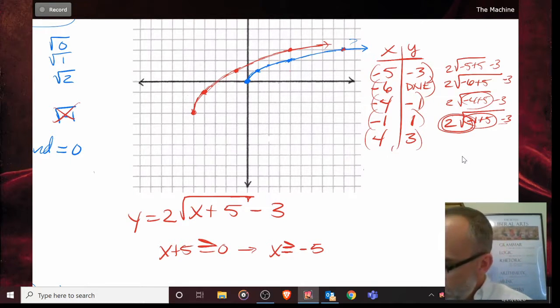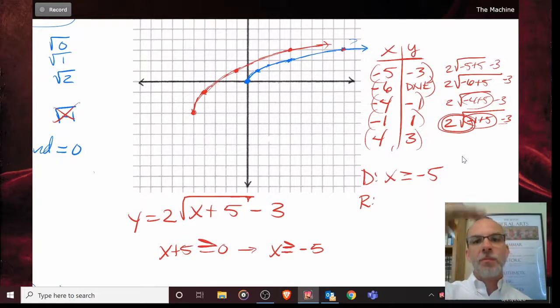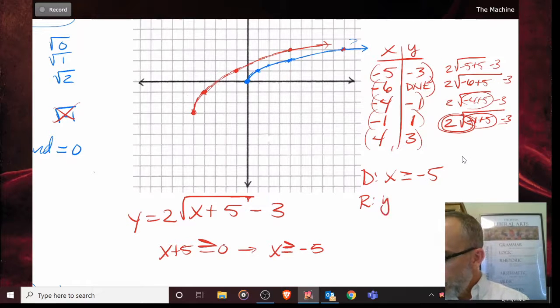Let's do the domain. The domain. X values have to be greater than or equal to, guess what? -5. We had that from right here. Okay, now the range. What's the lowest y value? Because there's a low point to the y value and then it goes up from there. Lowest y value, -3. So y has to be greater than or equal to -3. And there we go.